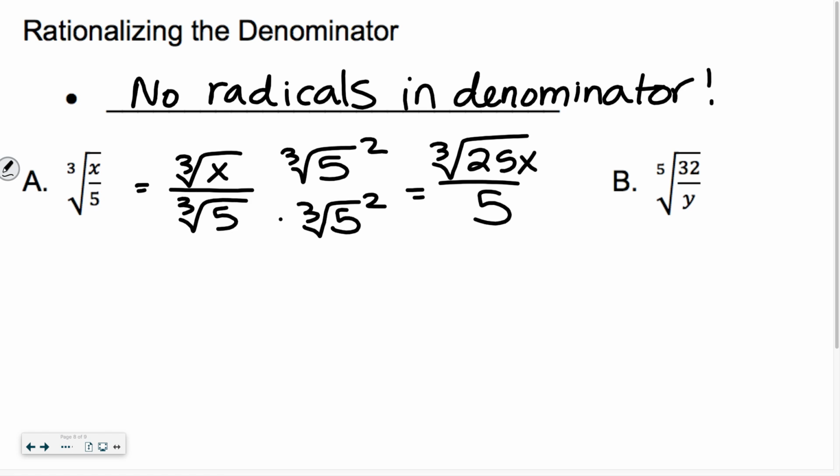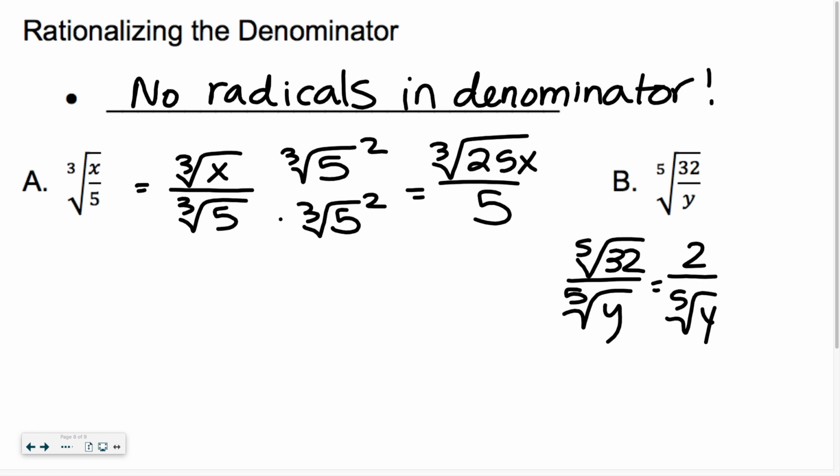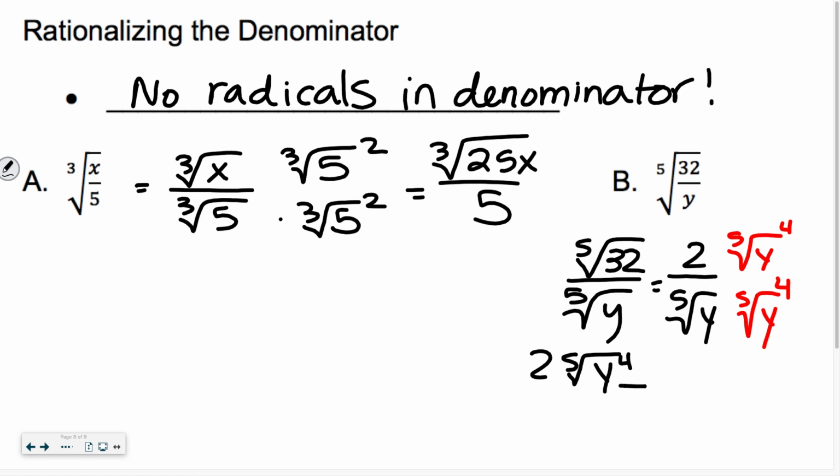Okay. And then real quickly, the last one, if you want to see, 5th root of 32 over 5th root of y. You know, the 5th root of 32 is 2. But I can't leave a 5th root of y in the denominator, so I have to multiply by the 5th root of y, but I need 5 of them, so it's got to be to the 4th. The 5th root of y to the 4th. Okay. And my answer there would be 2, 5th root of y to the 4th, all over y.